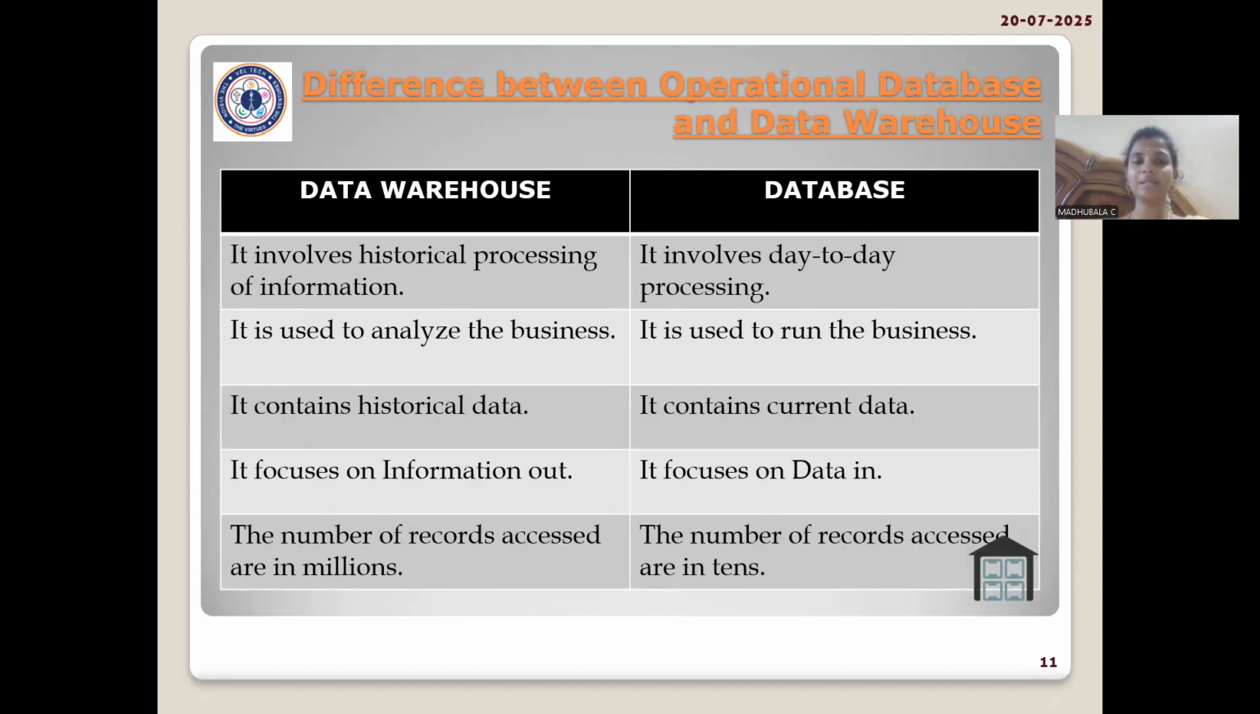The best example is data warehouse and database, which is current data and this is historical data. In the database, data has to be put in, and from the data warehouse, data can be retrieved, which involves historical processing, but databases involve day-to-day processing. The warehouse is accessed in millions, but the database is accessed in terms of tens.